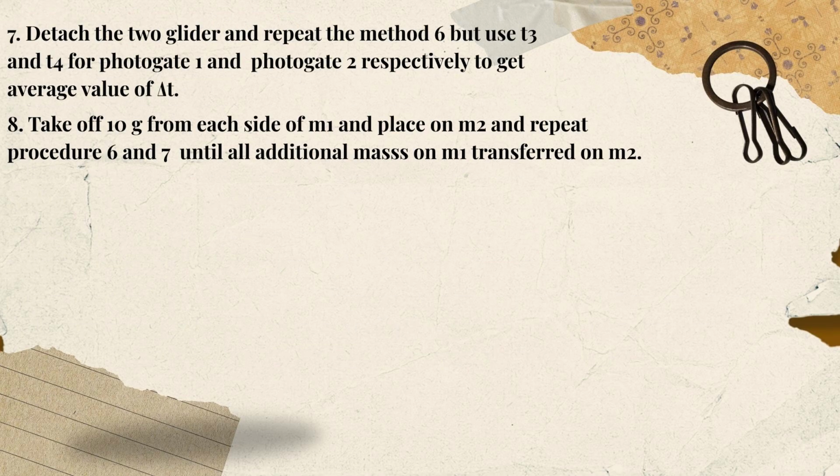Detach the two gliders and repeat the method, but use T3 and T4 for photogate 1 and photogate 2 respectively to get the average value of time. Lastly, take off 10 gram from each side of M1 and place it on M2 and repeat the procedure until all additional mass on M1 is transferred to M2. Now I will show the evidence of this experiment.